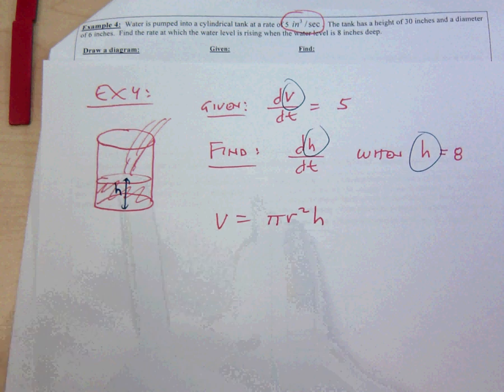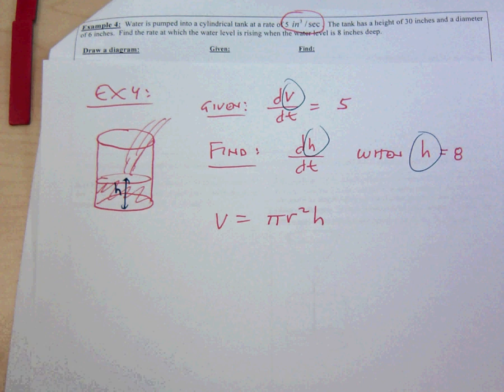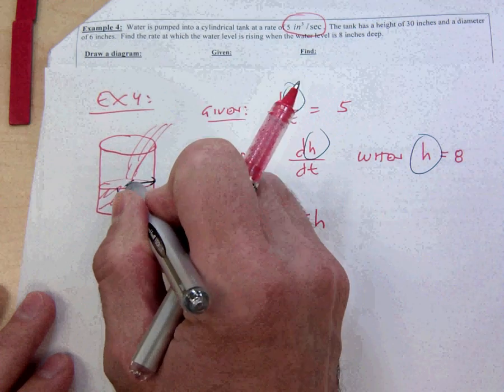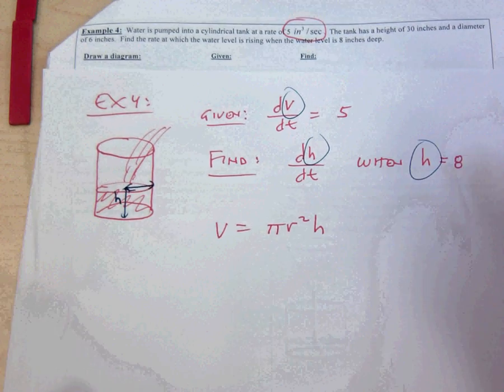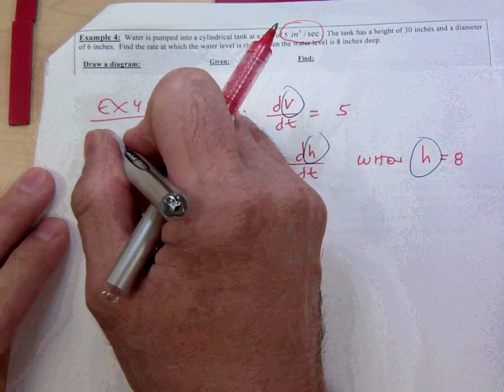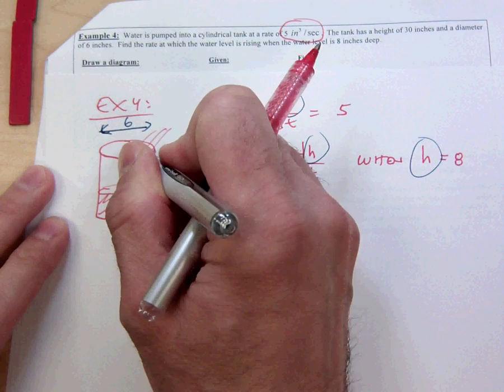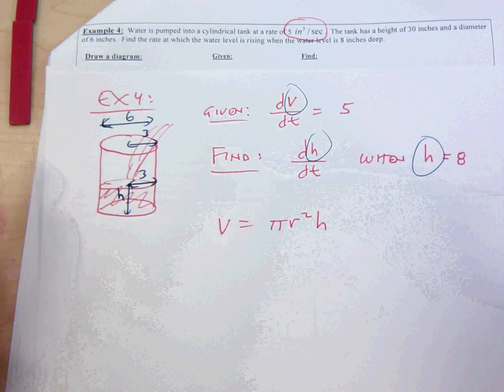Okay, but hold on. I'm getting there. But let's look at the radius for a minute. What is the radius? Well, it has a diameter of 6, so clearly the radius is 3. It's 3 there and it's 3 there. Isn't it always going to be 3?